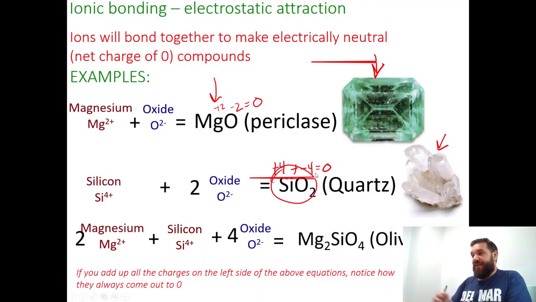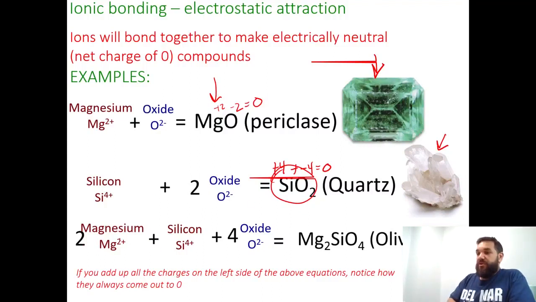Let's look at another example. This is a harder example. Mg2SiO4, magnesium 2, silicon, oxygen 4. That is the mineral olivine. Beautiful mineral, peridot gemstone, very common in the upper mantle. Okay.